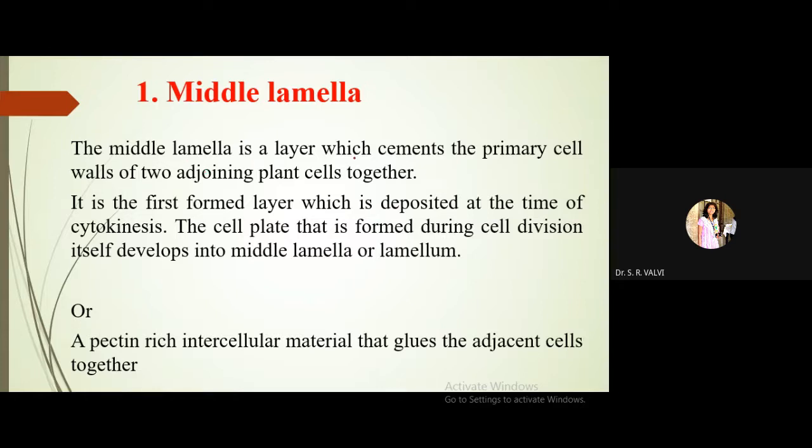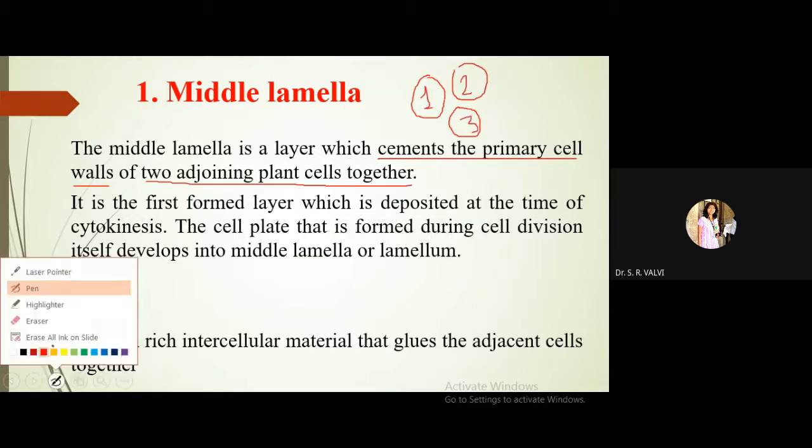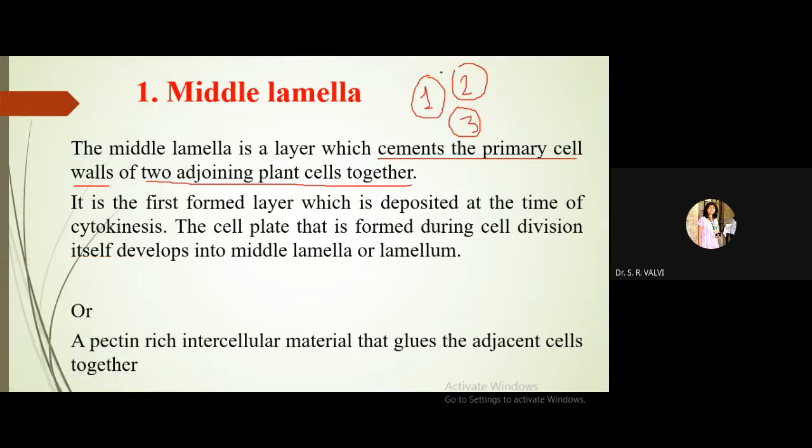See, the middle lamella is a layer which cements the primary cell walls of two adjoining plant cells together. Suppose this is the first cell, this is the second cell, this is the third cell, right? All these cells are joined together by this glue, I can say. This is the glue which holds all these cells together. So this is nothing but the middle lamella, which cements them.